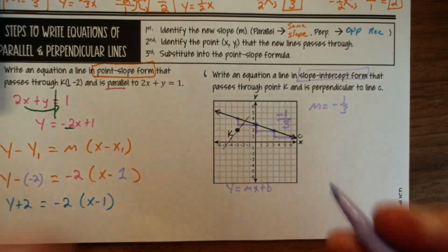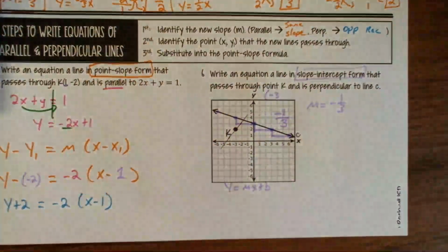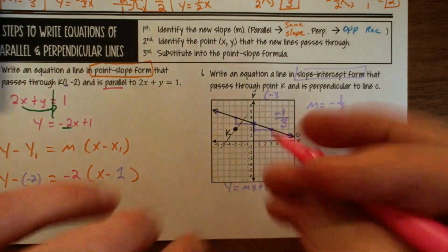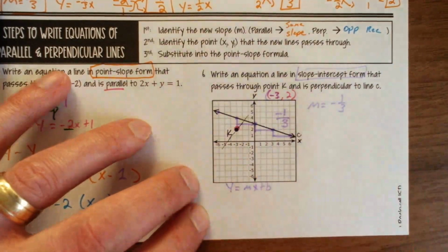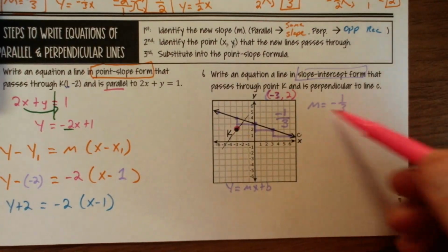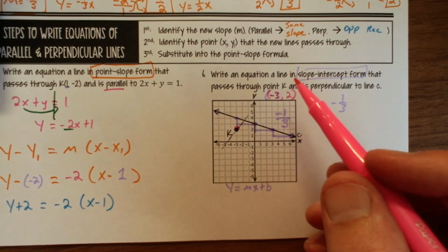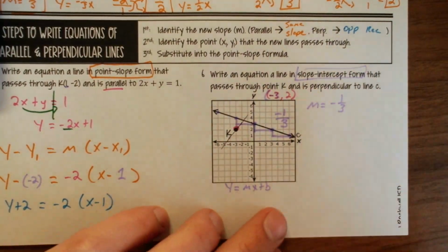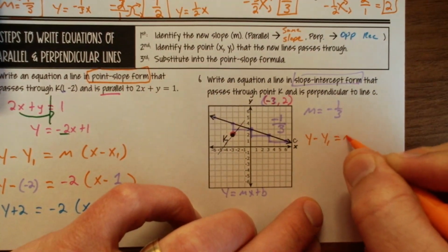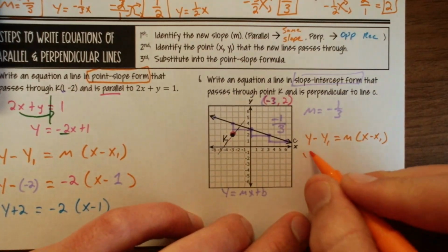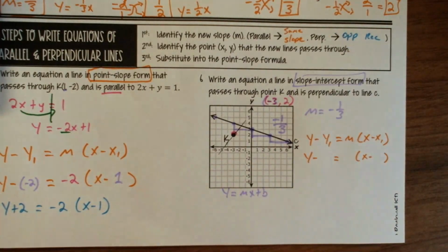Now I have this point K. I'm going to write point K right underneath this. It looks like it's negative 3. Here, I'm going to change the colors so that you can see what I'm talking about. I'm talking about point K here. Negative 3, positive 2. So I have the slope of line C, and I have the point that it's going through. What I'll need to use is point slope form, because that's what I'm given: y minus y1 equals m, x minus x1. I'm going to write it with my blanks so that I know where I need to fill in pieces.